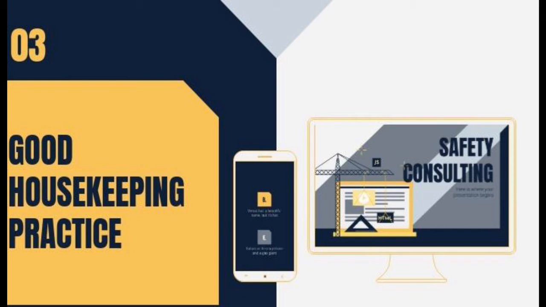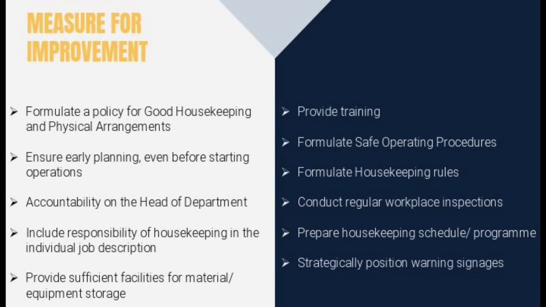Good housekeeping practice. Measures for improvement. Formulate a policy for good housekeeping and physical arrangement. Ensure early planning even before starting operation. Accountability on the head of department. Include responsibility of housekeeping in the individual's job description. Provide sufficient facility for material or equipment storage.